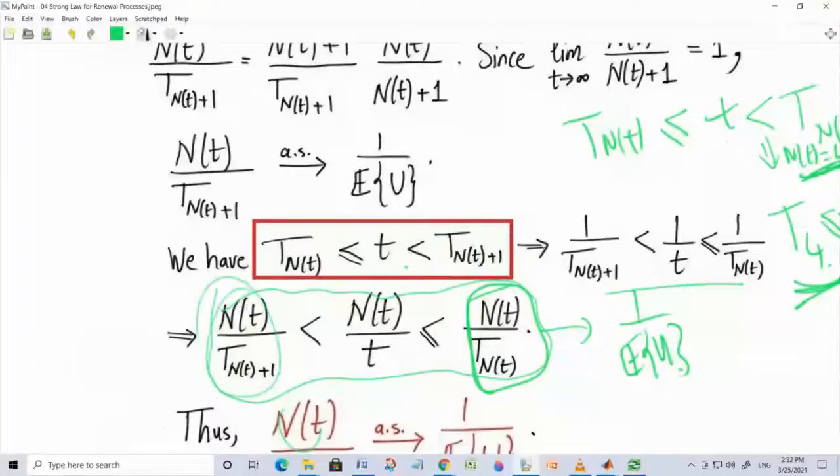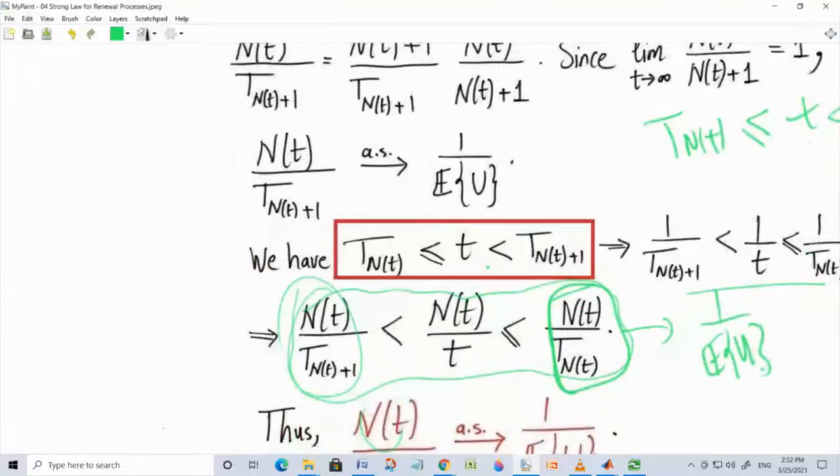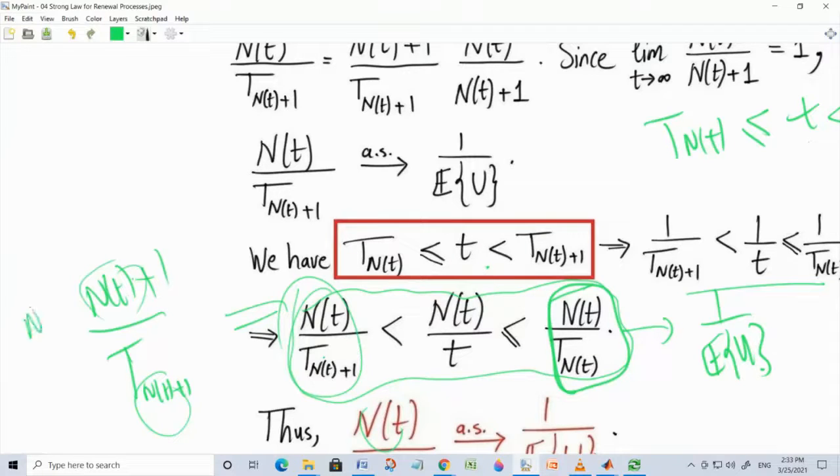What about this other guy here? Not a problem, it looks different. What you can do is rewrite this as Tn of t plus 1, and in the numerator you can have n of t plus 1 to have a matching between this and that, and then you have n of t over n of t plus 1. Then, because n of t goes to infinity, this thing will also converge to 1 over the expected value of u, and then you are left with the fraction n of t over n of t plus 1.